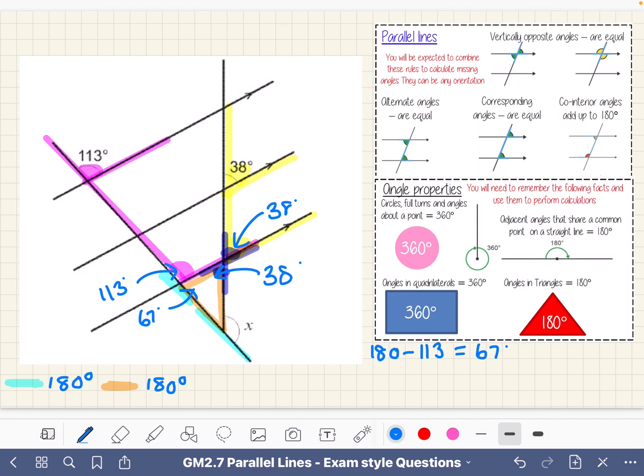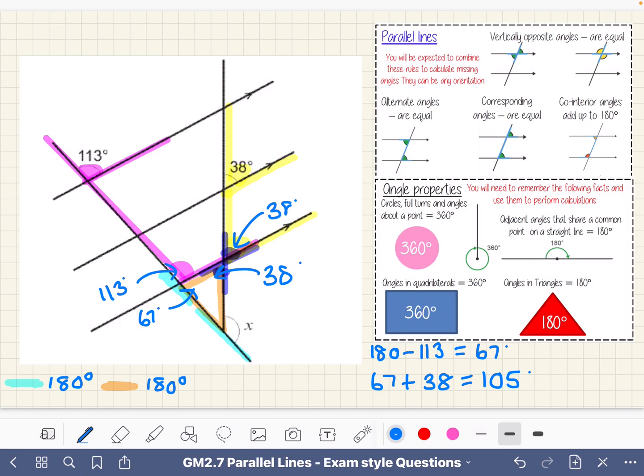Now you have two options, as I mentioned earlier, that this angle and that angle will add together to give you this external angle there. So if I add those together, I have 67 plus 38 gives me an answer of 105 degrees.